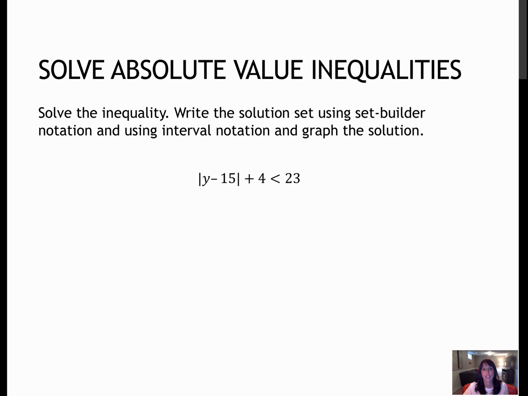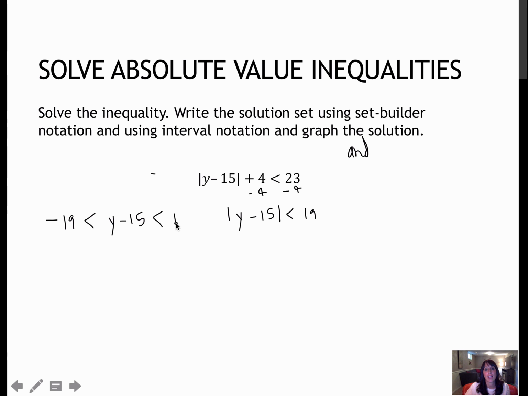So let's take a look now at one that's going to be a little bit more difficult. The first thing I do whenever I get a question is look at what direction this is pointing. But of course I'm going to isolate that first. So I have y minus 15 is less than 19. So now this is an and question because it was less than. So from here, to make it easier on myself, I'm going to write negative 19, because this was positive, is less than y minus 15 is less than 19.